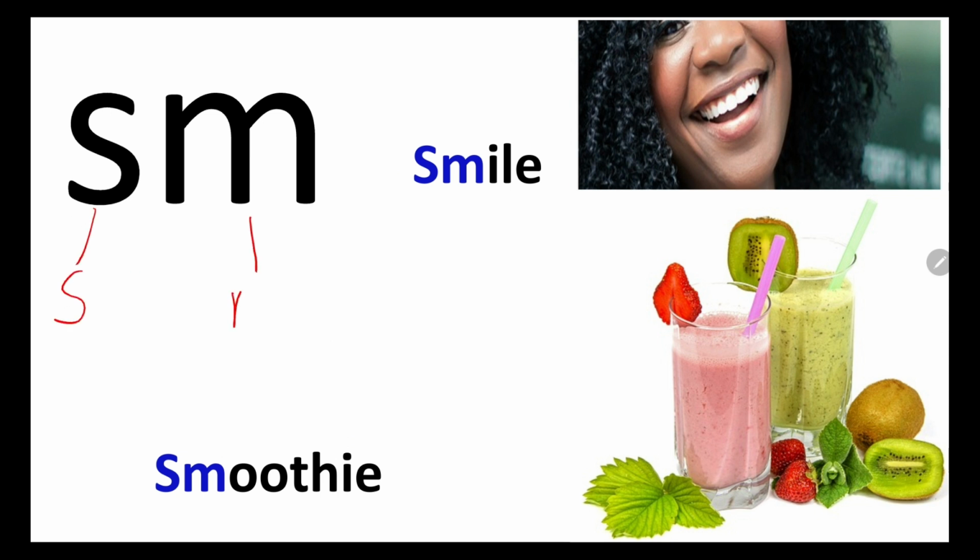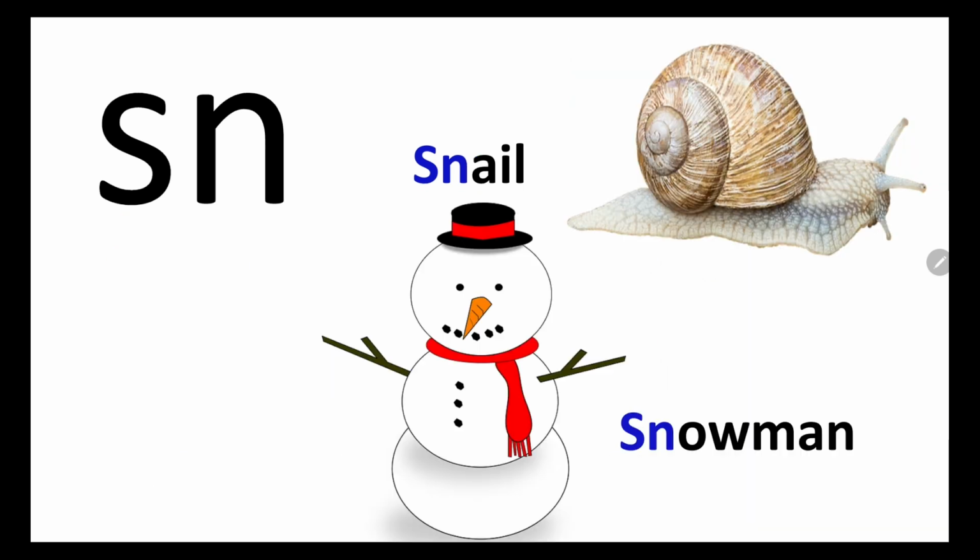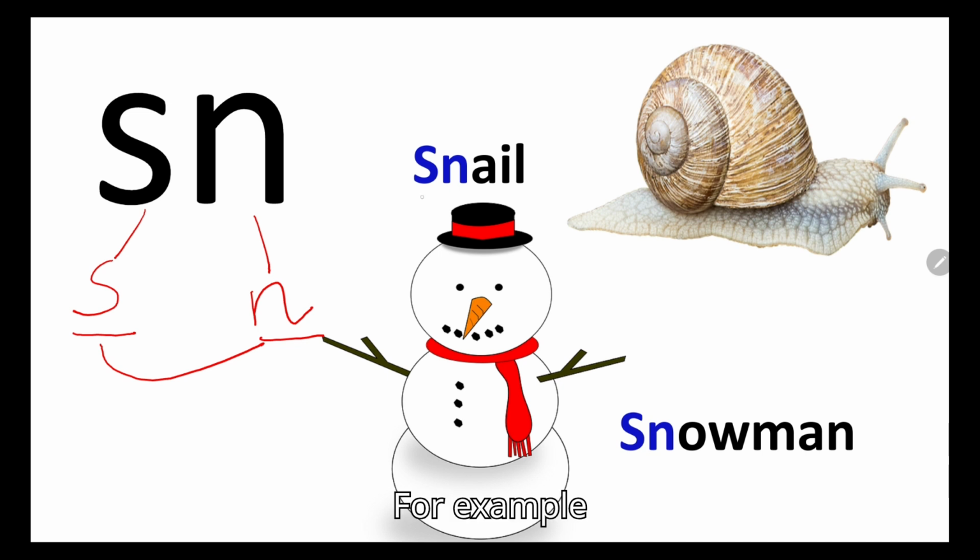S, m, sm. For example, smile, smoothie. S, n, sn. For example, snail, snowman.